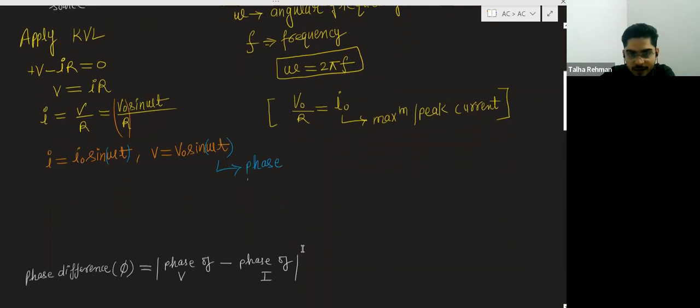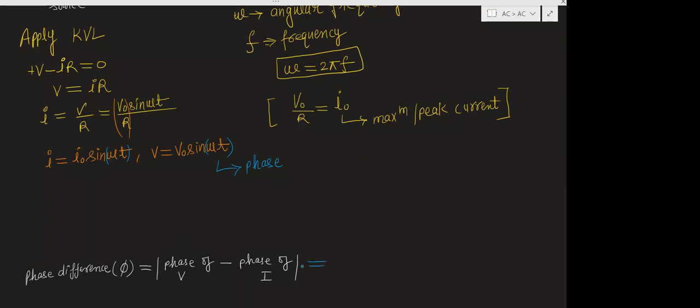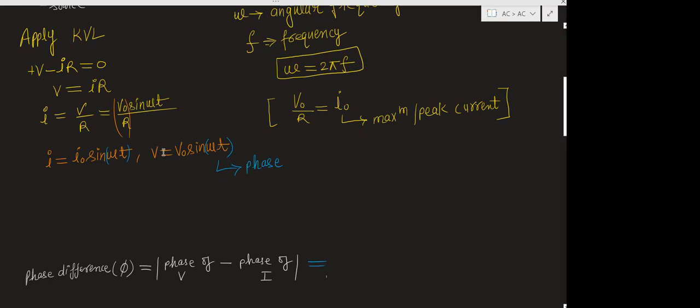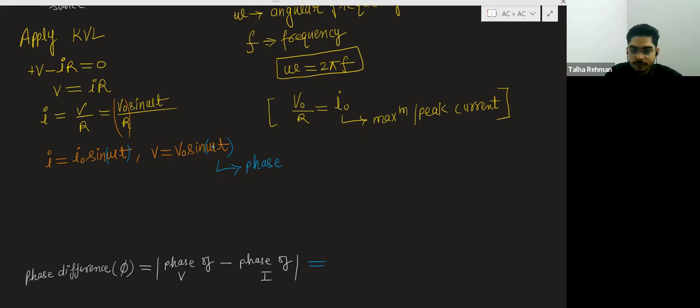Now I want to calculate the phase difference between the current and the voltage. So phase difference means phase of the voltage minus phase of the current, or you can say phase of the current minus phase of the voltage. This is the modulus, so this will always give the positive value. What is the phase of voltage? See the equation first. If you want to find the phase of voltage, this omega t will be the phase of voltage. This is the modulus of omega t.